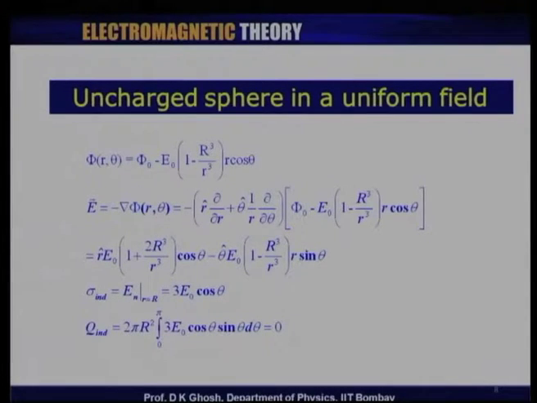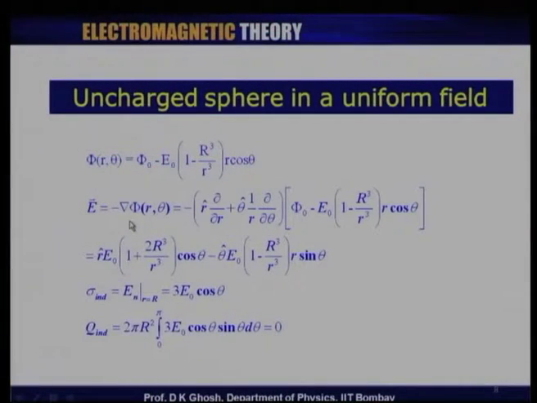Once I have the expression for the potential, I can find out what the electric field is by simply taking a gradient. Remember that I do not have any azimuthal dependence. So the gradient is simply unit vector r d by dr plus unit vector theta 1 over r d by d theta acting on this potential. It is a fairly straightforward calculation, and you can immediately see that the electric field is given by unit vector r times a term proportional to cos theta and unit vector theta times a term proportional to sin theta.